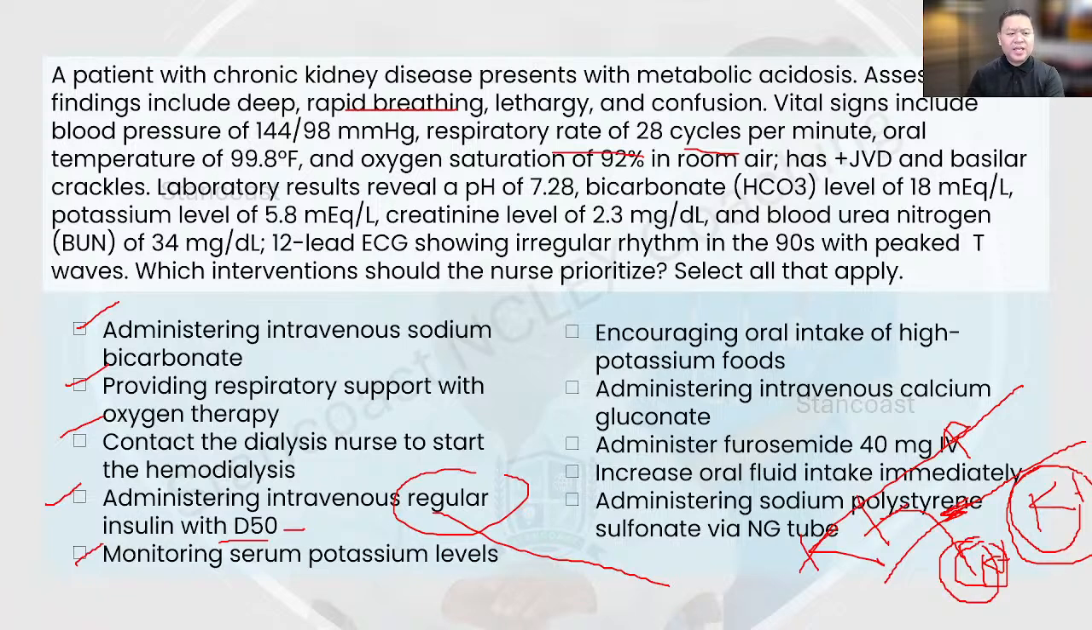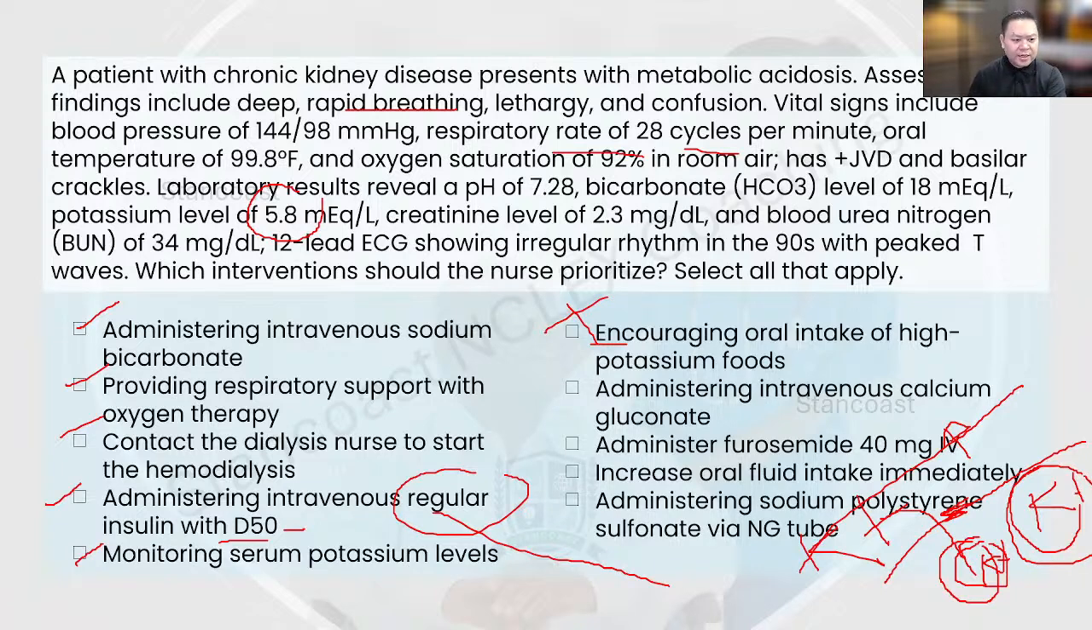Now, another thing that we can do, what else? So here, encouraging oral intake of high potassium foods. Well, we can cross that off. We don't want any more of high potassium foods because, again, our patient is already hyperkalemic, right? 5.8, we don't want to add some more potassium into the system. So eliminate that. There's no use of introducing some more potassium. It can harm the patient.